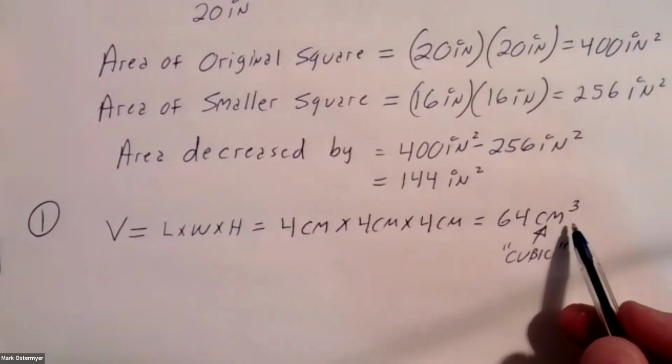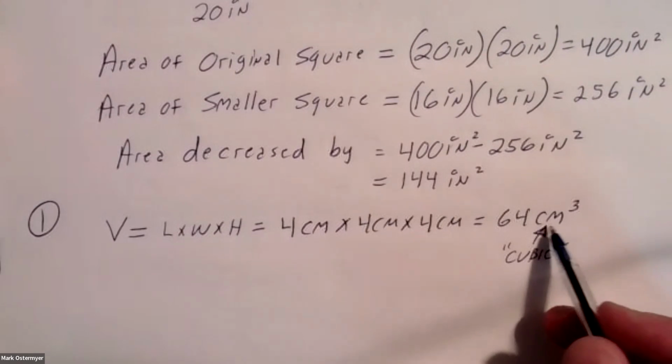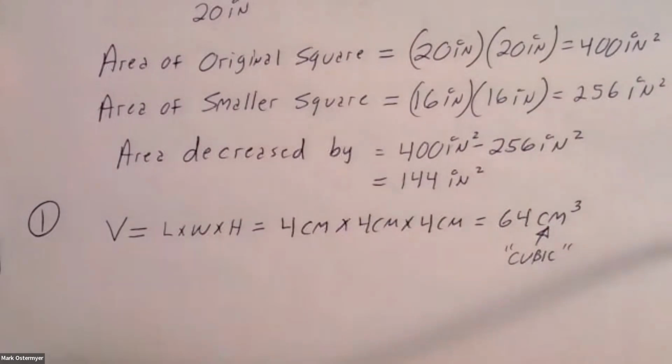Perimeter are linear units like centimeters. Area is square units like square centimeters. Volume is cubic units, cubic centimeters. Okay. That's the volume of that box or that cube.